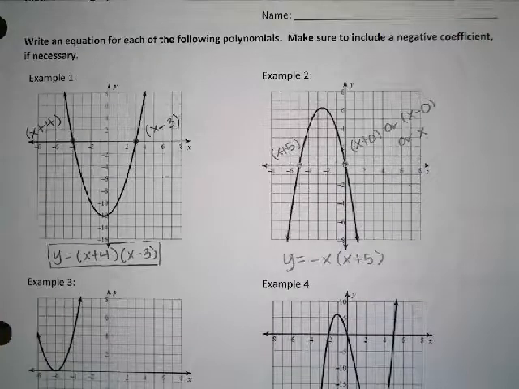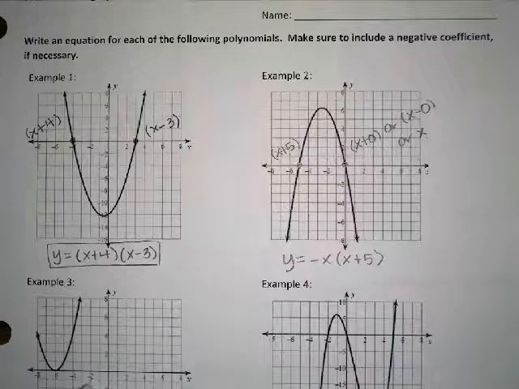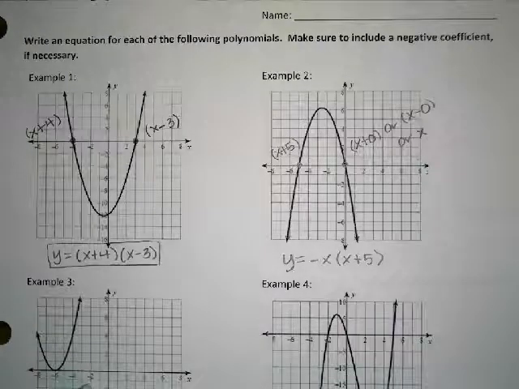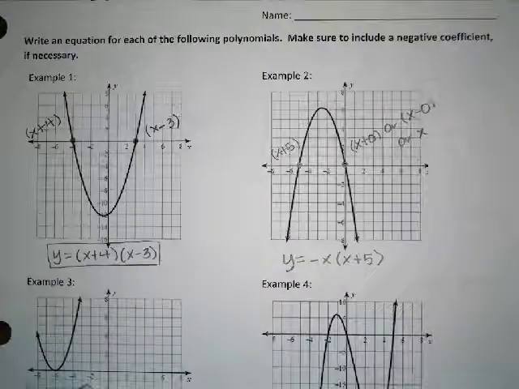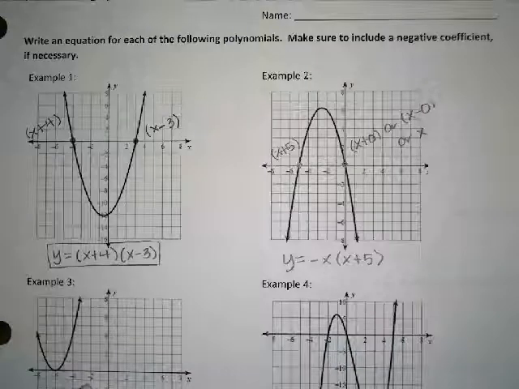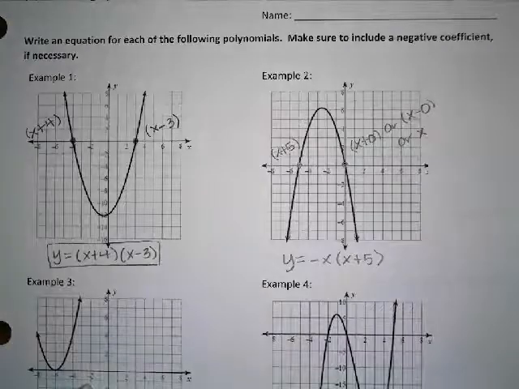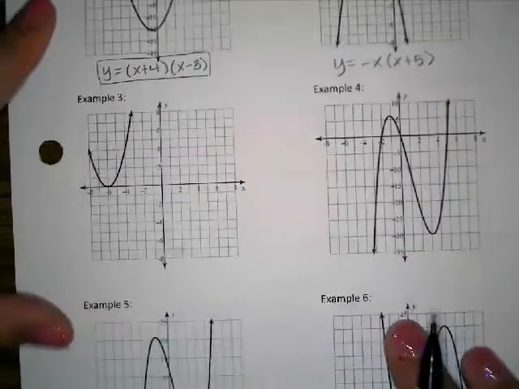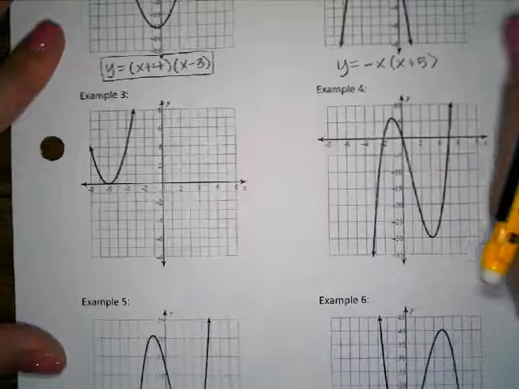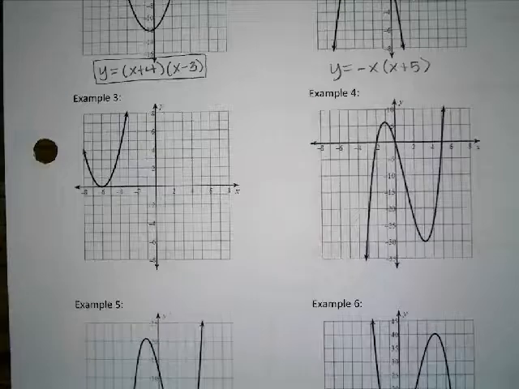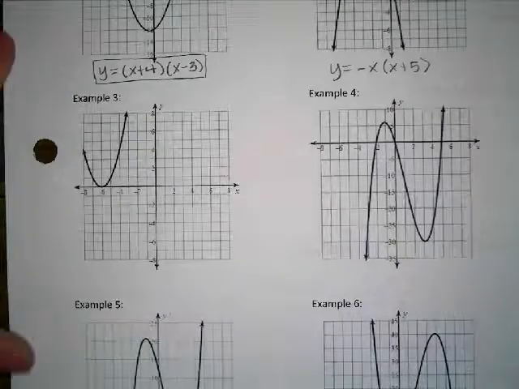And if we want to double check this on Desmos, just to make sure we got it right, we can say y equals -x times x plus 5. And there's our graph. We can make sure it has the same x-intercepts. Okay, let's try the next one. So what do you guys see about this one? What's the x-intercept here?